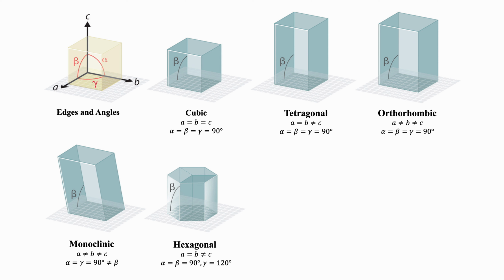Hexagonal. The hexagonal symmetry is unique with its four axes. Three of these axes are equal in length and intersect each other at 120-degree angles, while the fourth axis is perpendicular to the others. This arrangement gives hexagonal crystals their distinctive six-sided shapes, like quartz.